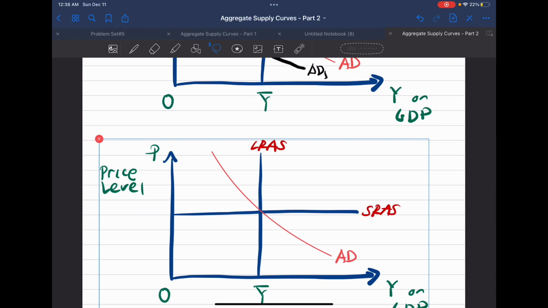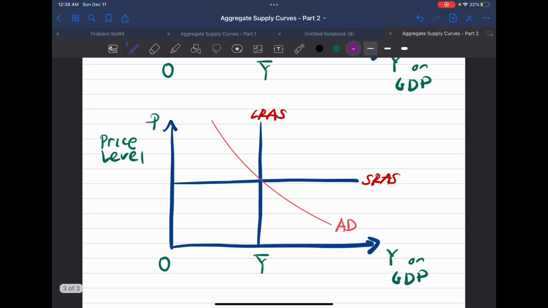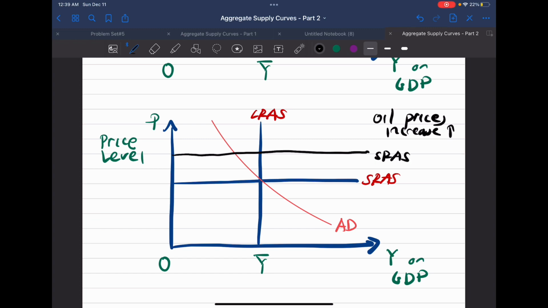But now, what if there is a supply shock? Again, a supply shock is something that is different from a demand shock. So number one, if it's a supply shock, we must not do anything with the aggregate demand curve, since that relates to demand. So now if there's a supply shock, let's say oil prices increase. Then there will be an upward shift of the SRAS curve, the short-run aggregate supply curve, from SRAS1 to SRAS2. And notice here that our aggregate demand curve does not shift at all.